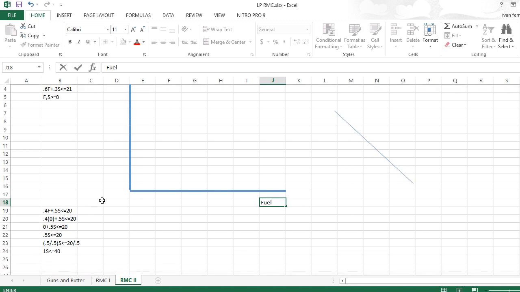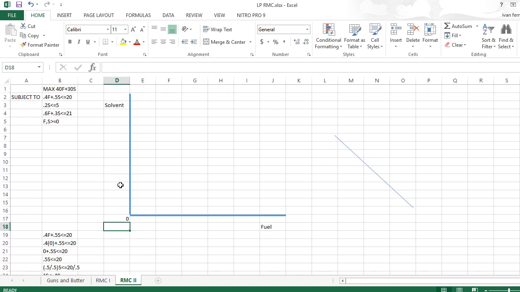So when fuel is 0, that is all the way over here, solvent is 40. Let's say that this is 40. So that's 1 point: 0, 40.